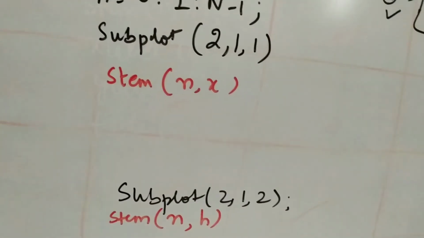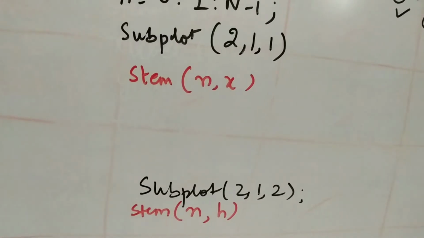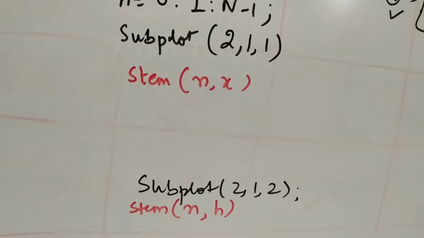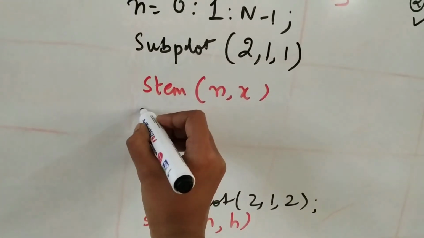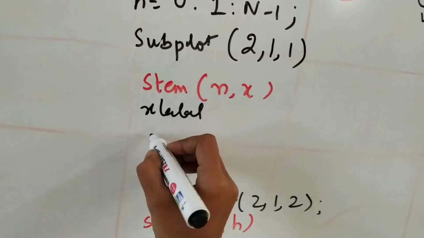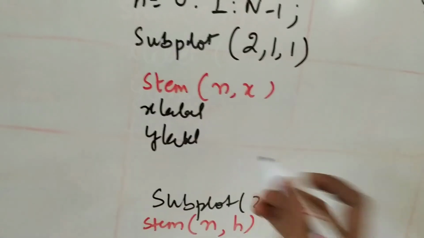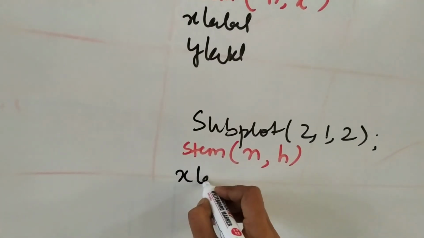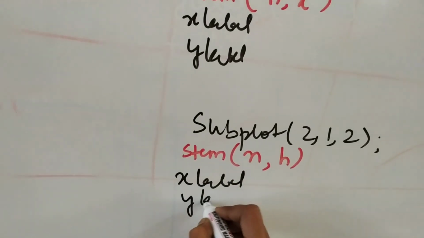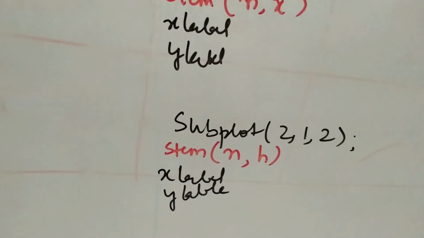The remaining thing, the x label and y label, will remain as it is, that we need to declare compulsorily after the stem. So after this stem we have to declare x label, y label. Similarly here, x label, y label. And also we can include the title.